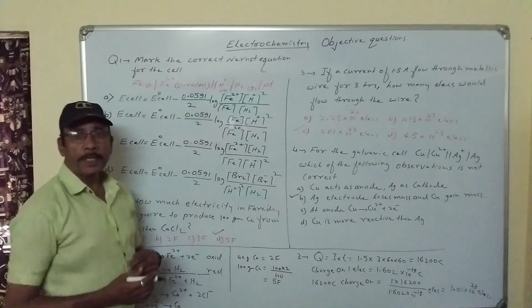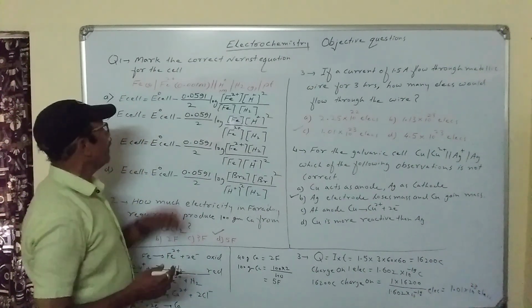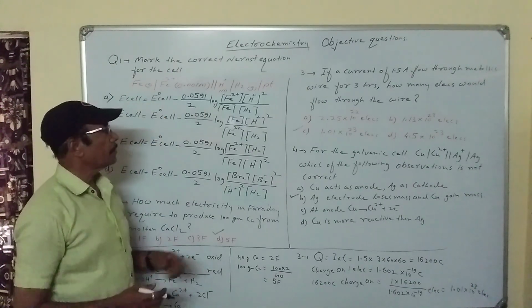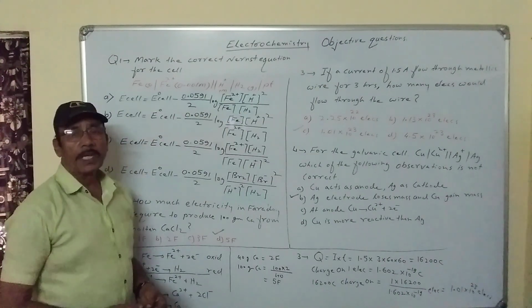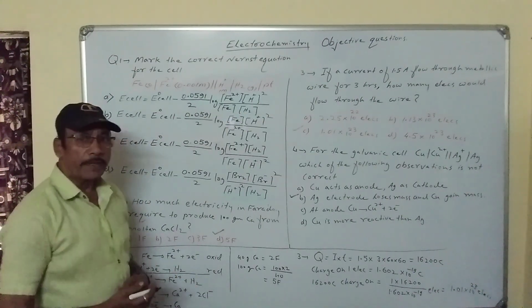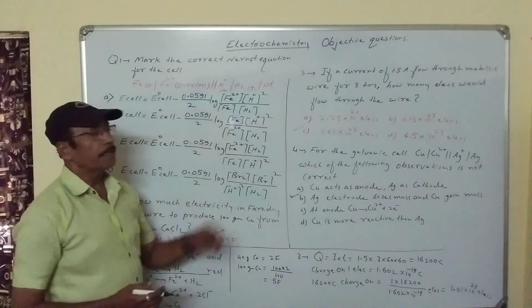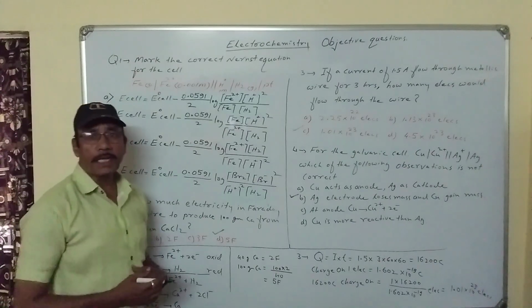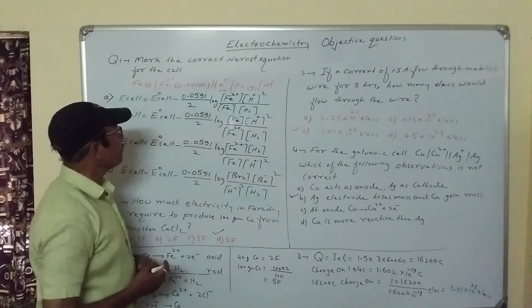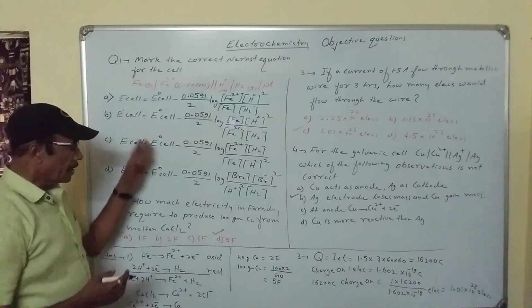In this question, the complete cell is given. The cell consists of two electrodes. The left hand side electrode is the iron electrode and the right hand side electrode is the hydrogen gas electrode. Whenever we use a gas electrode, we must represent platinum because the gas is adsorbed on platinum. Now the options are given.